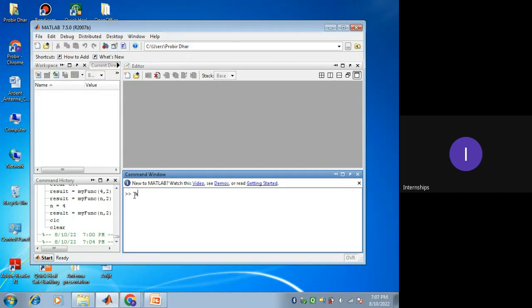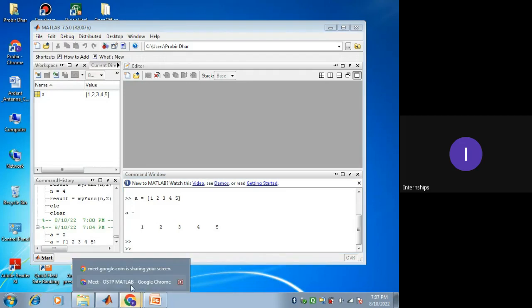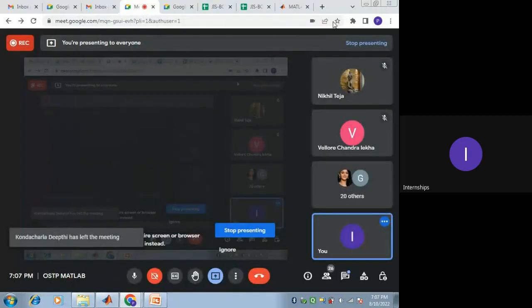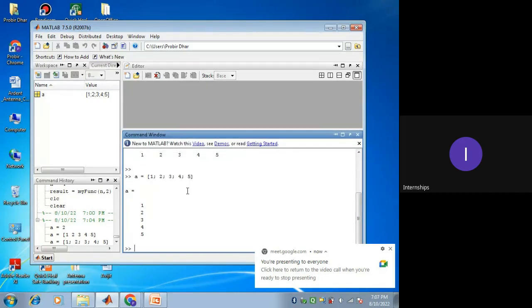For example, see here, A equal to 2. This is single data. If A is equal to 1, 2, 3, 4, 5, these are vector data. Or A is equal to this, this, this. These are vector data. We can work with these two types of data in Matlab.